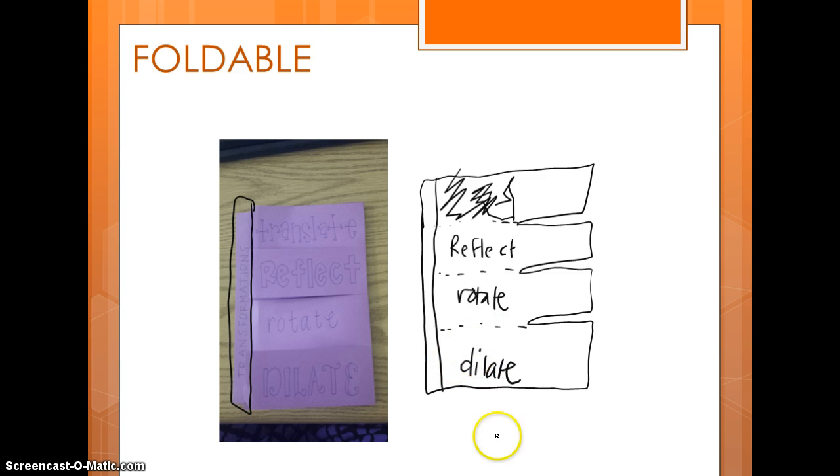Alright, so if your foldable is ready to go, continue. If not, pause for a few minutes until you get ready, and then we'll start filling in the foldable.